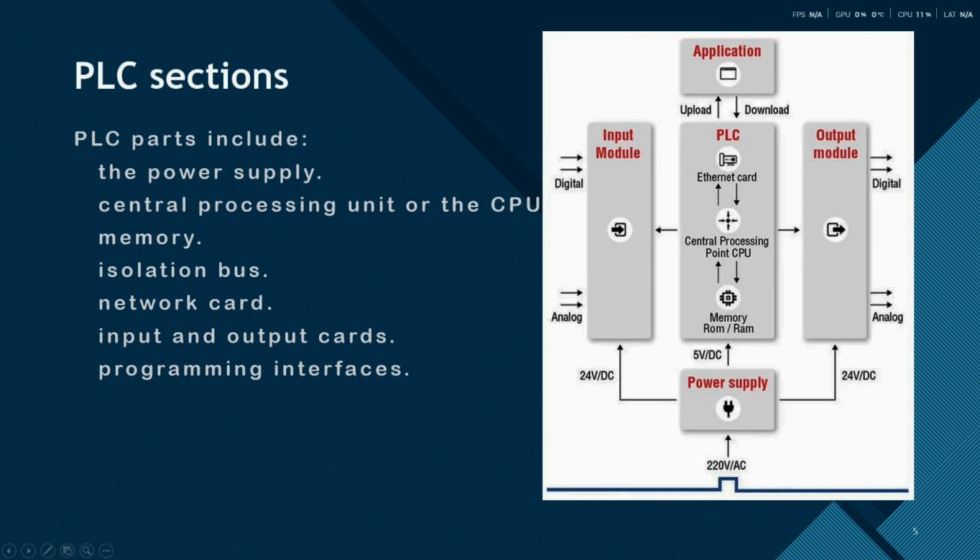Now we will go through the PLC sections. PLC parts include power supply, central processing unit or CPU, memory, isolation bus, network card, input and output cards, and programming interface.